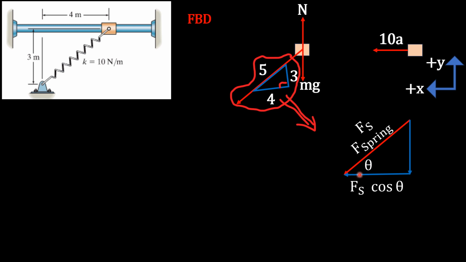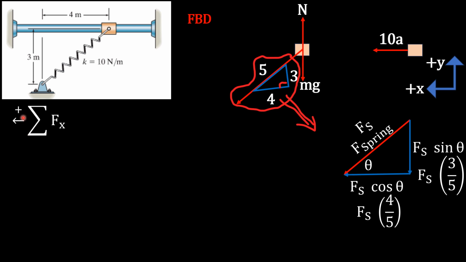To find the horizontal component, since this is adjacent, we'll use cosine. So the force of the spring times cosine theta. And right here, this is our angle. Cosine is adjacent, which is 4, over hypotenuse, which is 5. So we can write the force of the spring times 4 over 5. And the same thing for the vertical: force of the spring times sine theta. Sine theta is opposite, so here again, the opposite is 3 and the hypotenuse is 5.